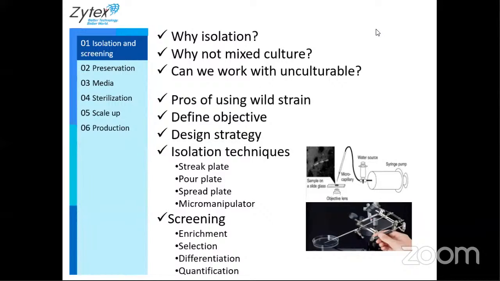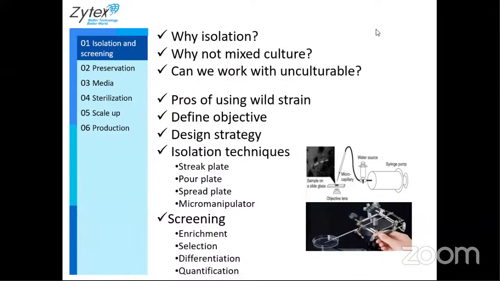In spread plate, mostly this technique is used when we want to enumerate. That is, we want to count a sample: how many cultures are there in a particular sample? Then we use this spread plate method, and that too only for aerobic or slightly microaerophilic cultures.